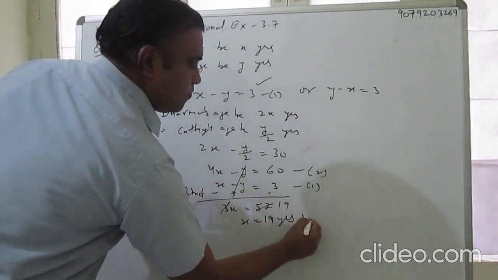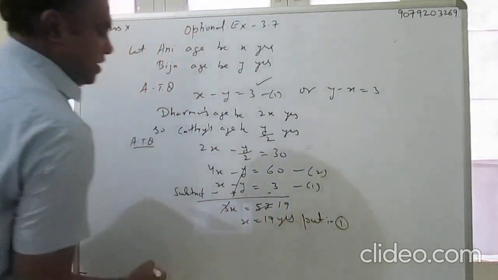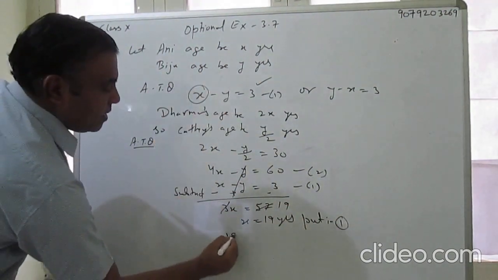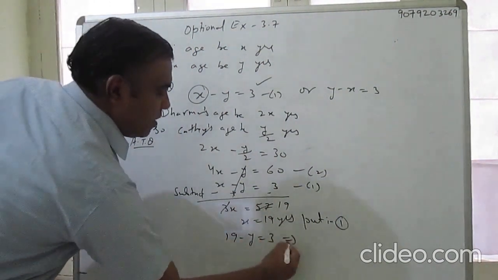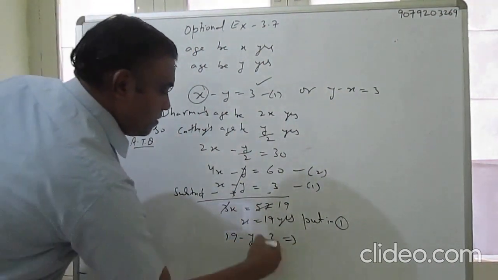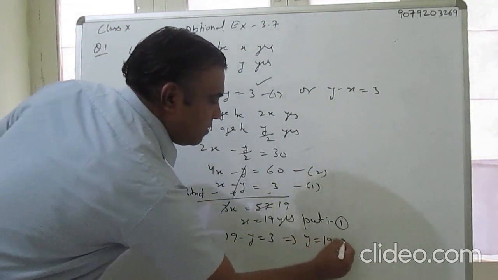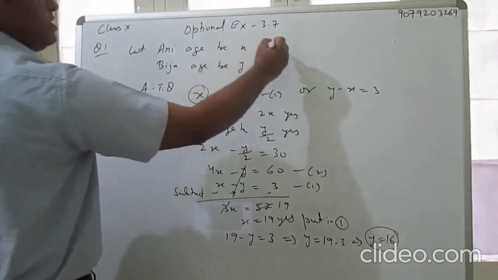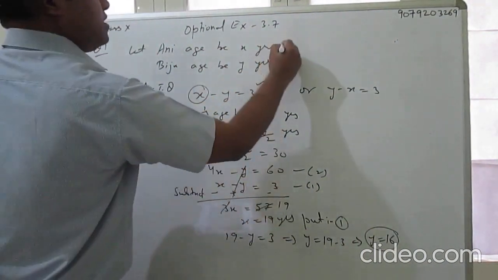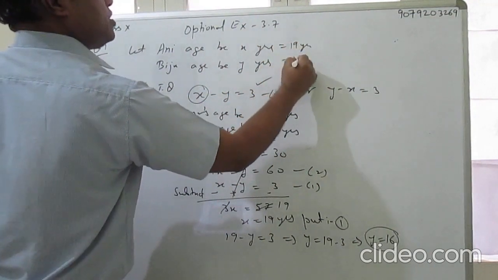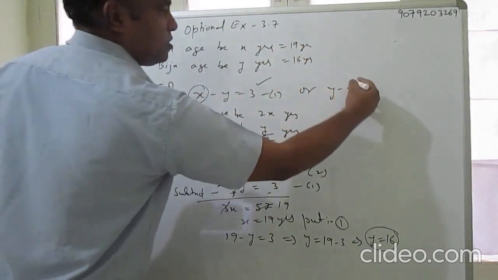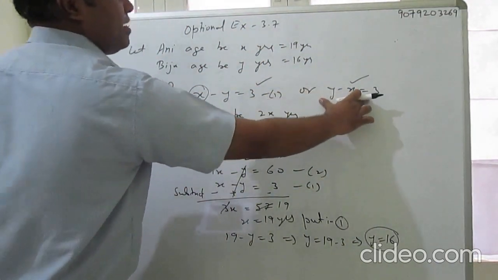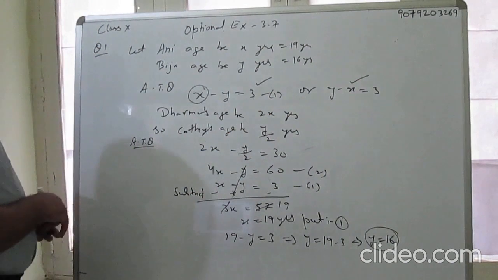Put it in equation 1. We get, put x here, so 19 minus y is equal to 3. This implies y is equal to, take y to the other side, take 19 to the other side, 19 minus 3. This implies y is equal to 16. So Ani is 19 years and Biju is 16 years. And from this you can calculate another set. After this you can use this relation, y minus x. Okay.